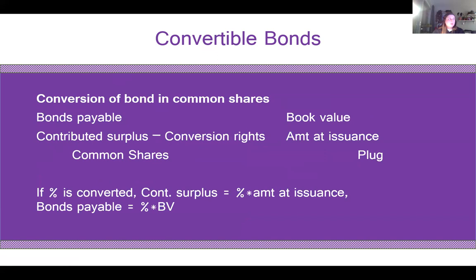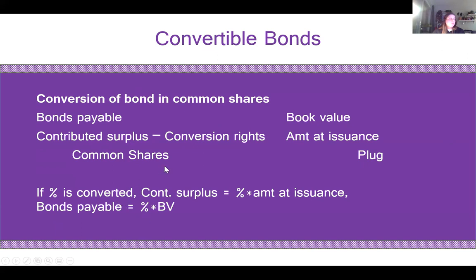When the bonds are converted into common shares, could be common shares, could be preferred shares, you're going to basically reverse your contributed surplus amount that you recorded at issuance. Your bonds payable amount is going to be your book value, and hopefully it's your maturity value. And you're going to issue the common shares for the plug amount.